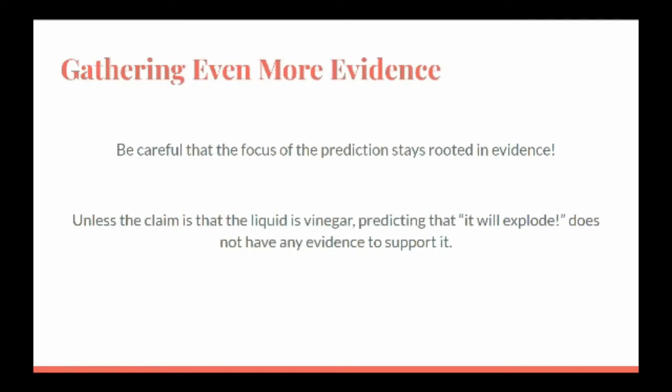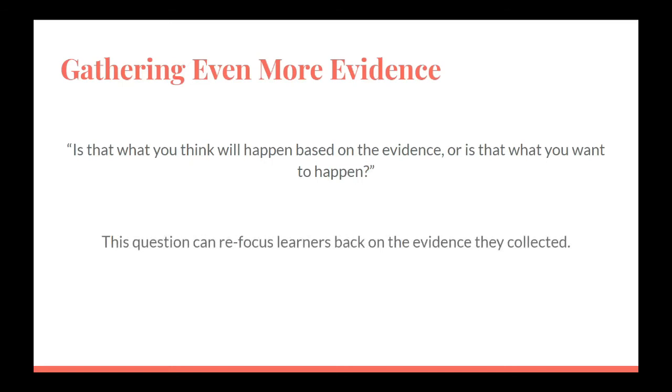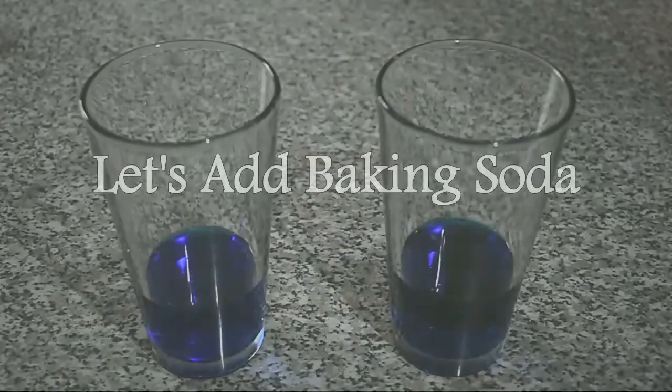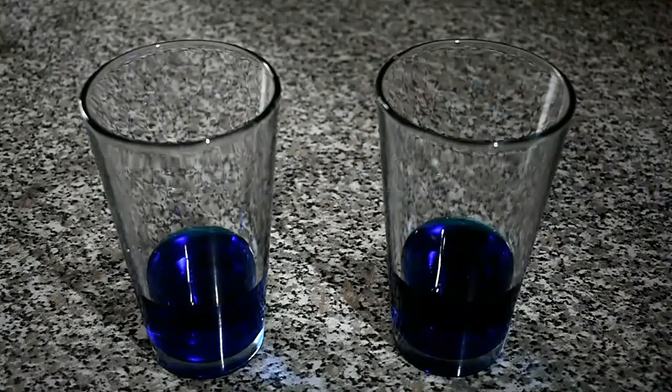I found the best way to redirect learners is by asking, is that what you think will happen based on your evidence, or is that what you want to have happen? Since my claim is that the liquid is water, my prediction has to be that the baking soda will just mix in and make the water cloudy. I don't have any evidence that will support an explosion happening. Watch the final experiment and have your child make observations.